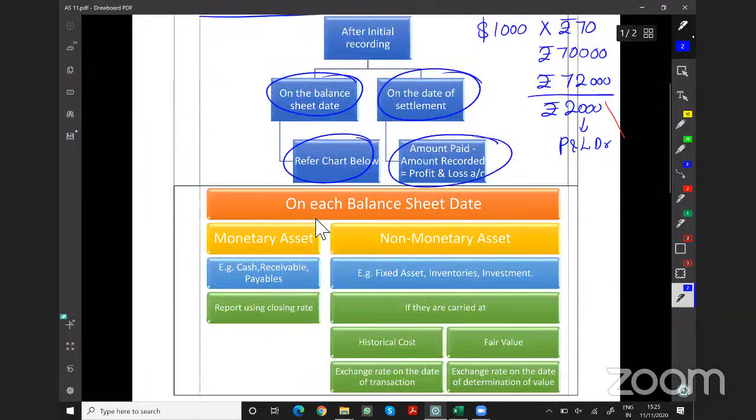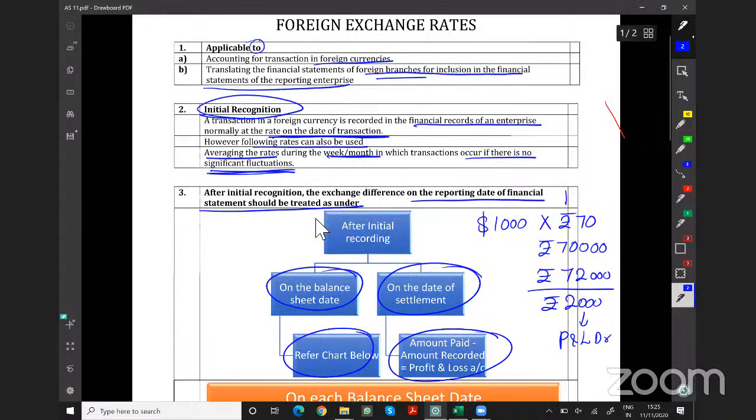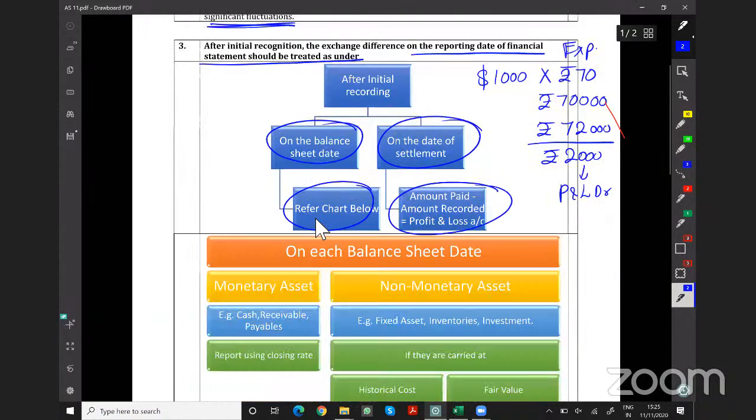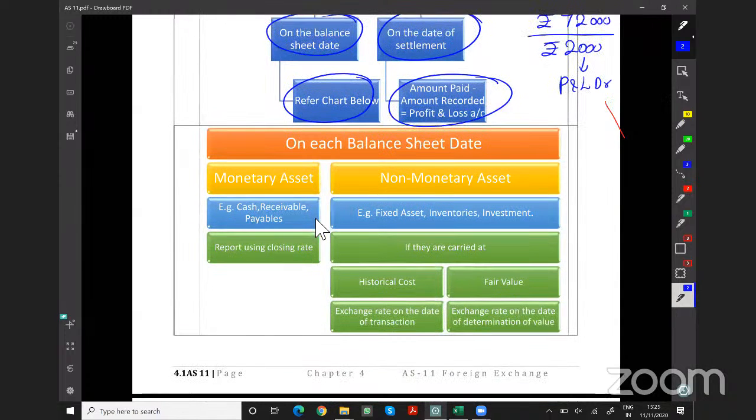Chalo. After initial recognition, on the balance sheet date, how should it be reflected? This was in case of my expenses. If I've done any kind of expenditure, and in case of balance sheet, how will it be reflected in my balance sheet? These are bifurcated into 2 parts. One is monetary items, one is non-monetary items. Monetary items, we will take the example of cash, receivables, payables. They will be termed as my monetary items. Non-monetary items are fixed assets, inventories, investments, and so on.